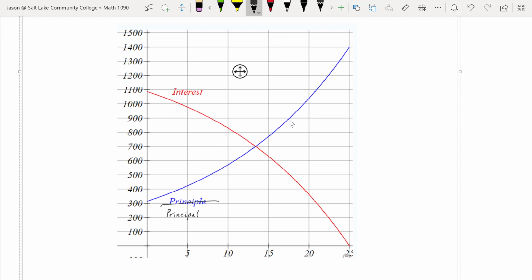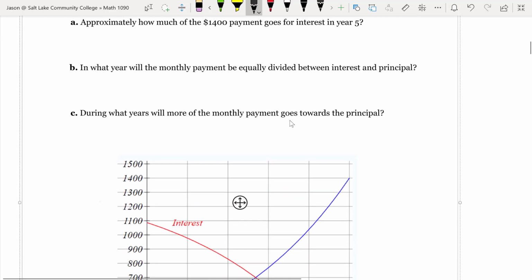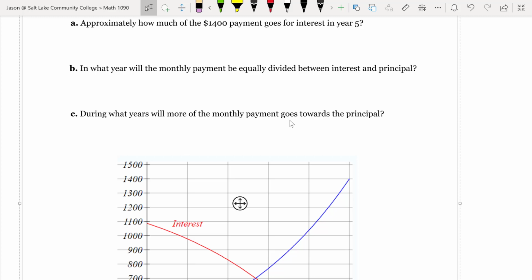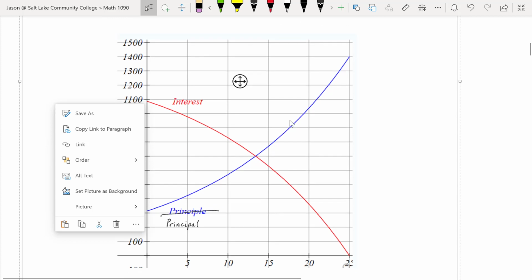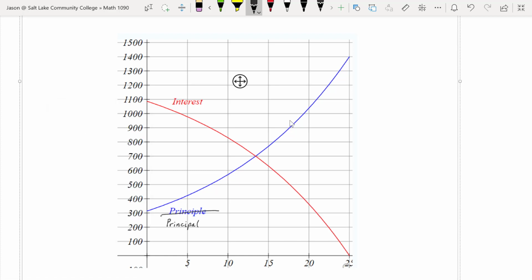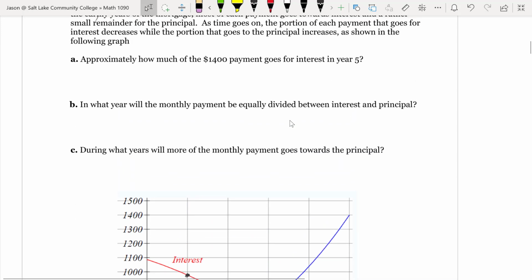Okay, so let's answer these questions. Approximately how much of the $1,400 payment goes for interest in year 5? Let's see, so in year 5, how much goes to interest? That would be about that point. So that looks to be about maybe $980. And it just asks us for approximately, so let's say $980.